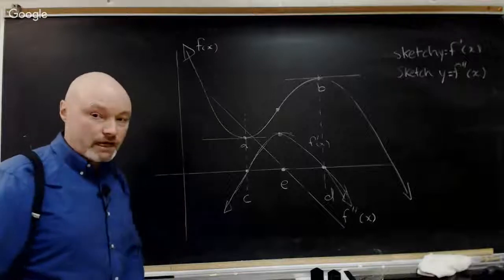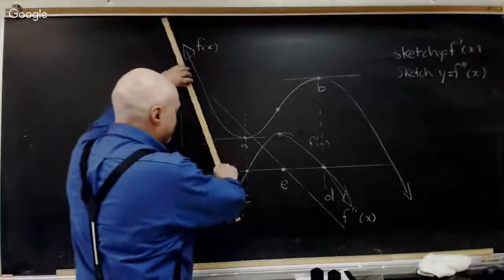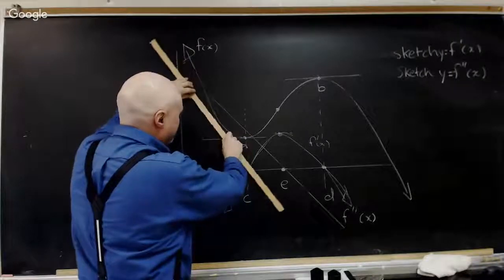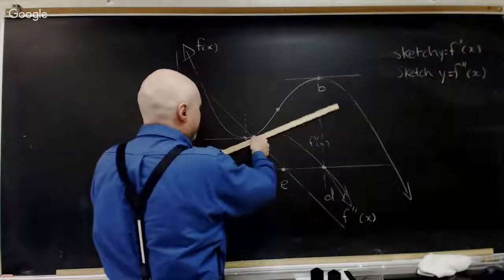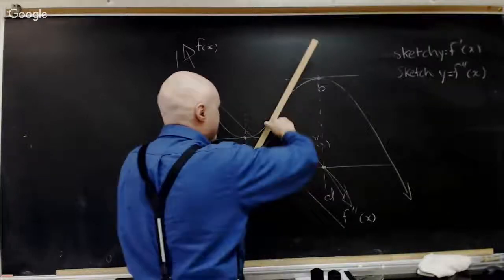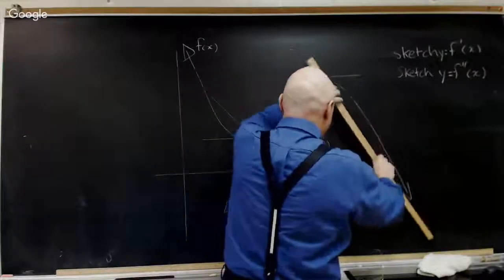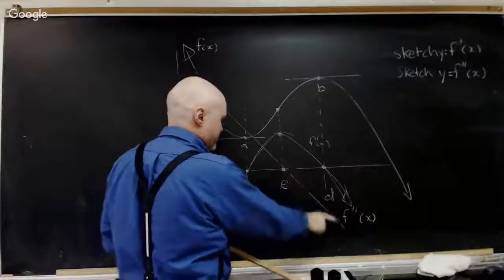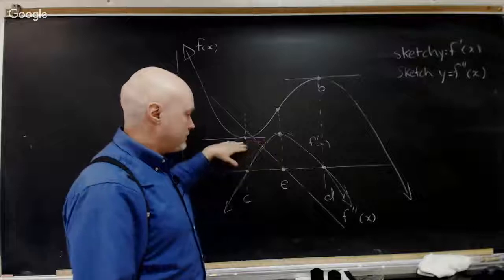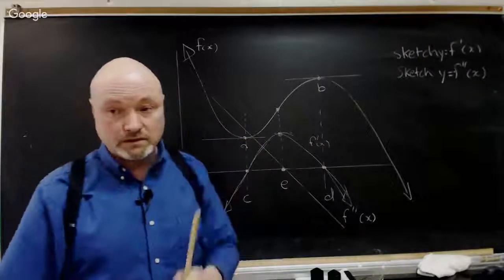If I go back to my original function, I can see that as we approach this minimum, the slope is increasing all the way until I get to E, and then the slope is decreasing beyond that. And so beyond E, the second derivative is going to be below the x-axis, or negative, and before that, the second derivative is going to be positive.